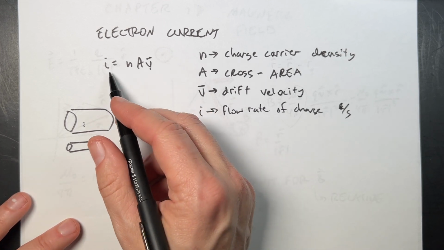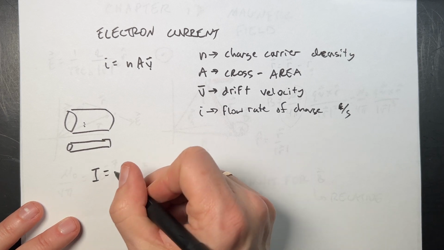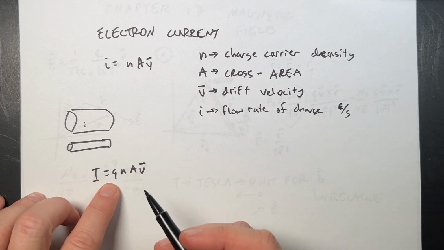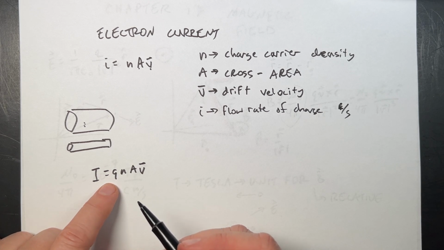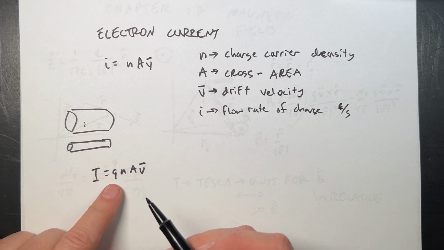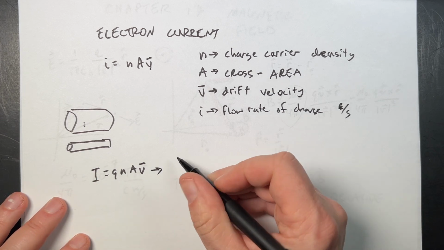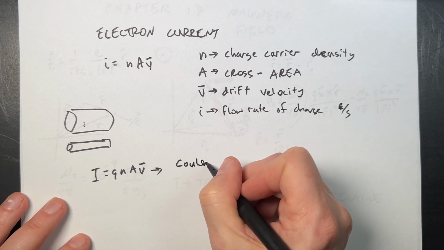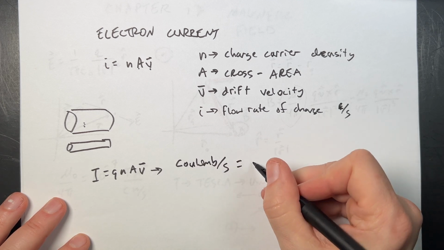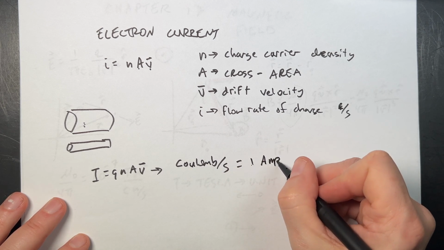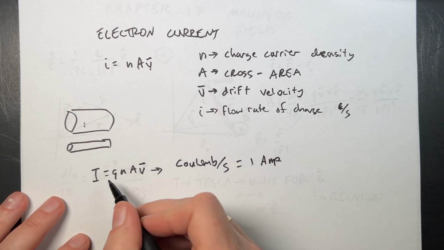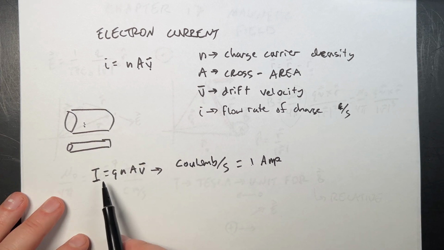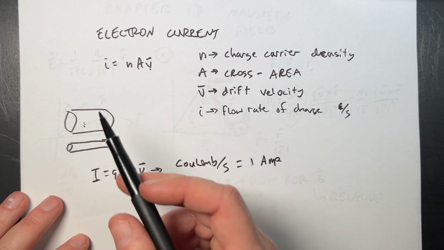And that gives us the conventional current, I. We'll write that as q n A times the drift velocity. So if I multiply it by the value of the charge carriers, which is probably an electron, we don't really know, but let's just say the charge is an electron, then this gives us coulombs per second, which is equal to an amp. That's what we're going to call current. So we have lowercase i as the charges per second, so the electrons per second.